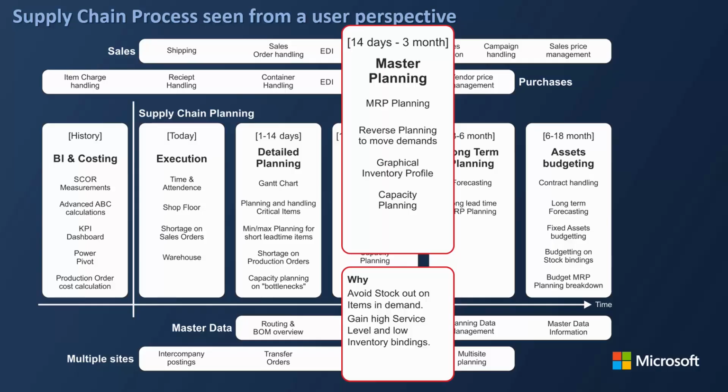So master planning is both actually for production orders and for purchasers. So the purchaser would like to plan after the master production planner is done. The master purchase planner would need to confirm all the purchase orders and do all the changes to get the goods on stock in time. So it's about avoiding stock out, being able to start all the production orders in a nicely manner and gain high service level and low inventory bindings. So this is the master planning for both manufacturing, meaning production, and for purchase.